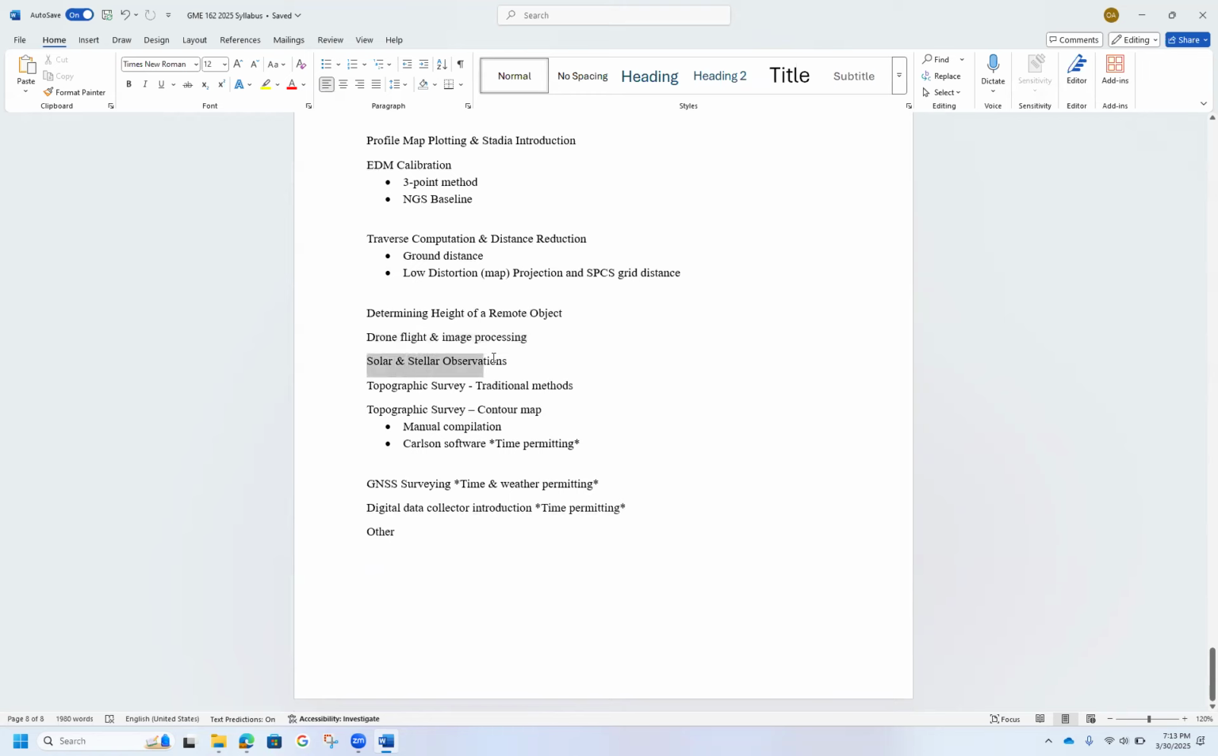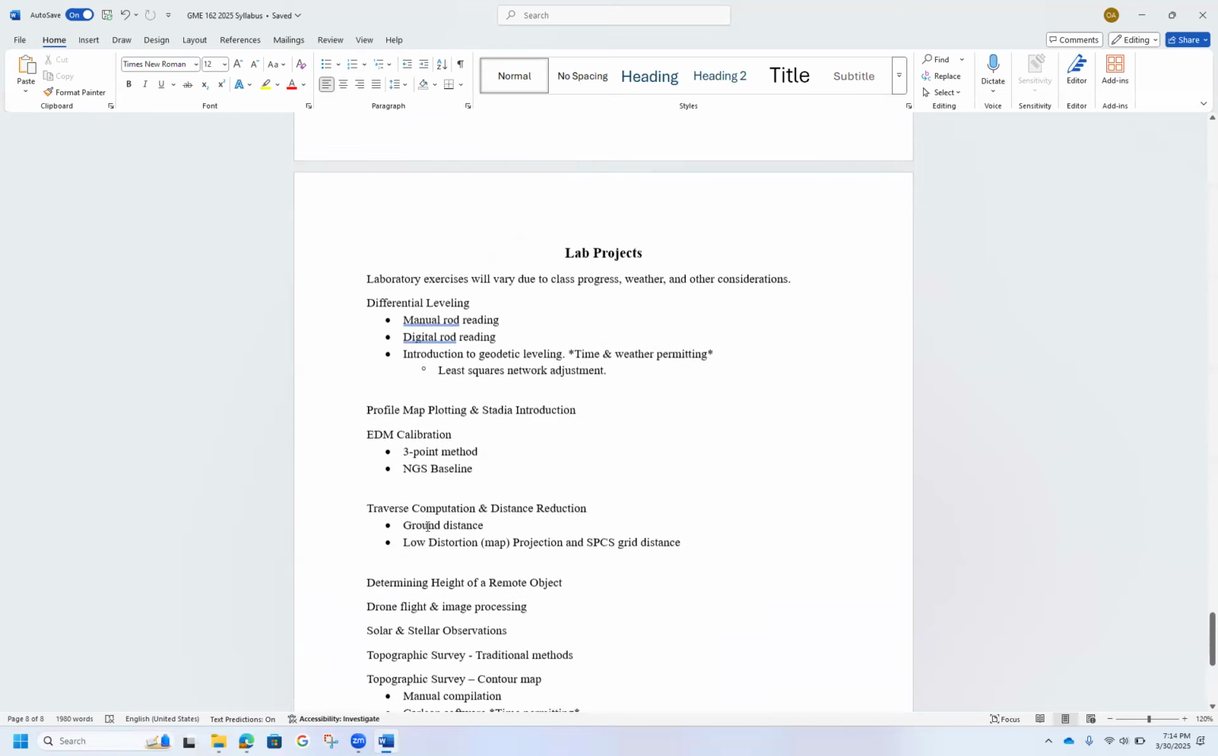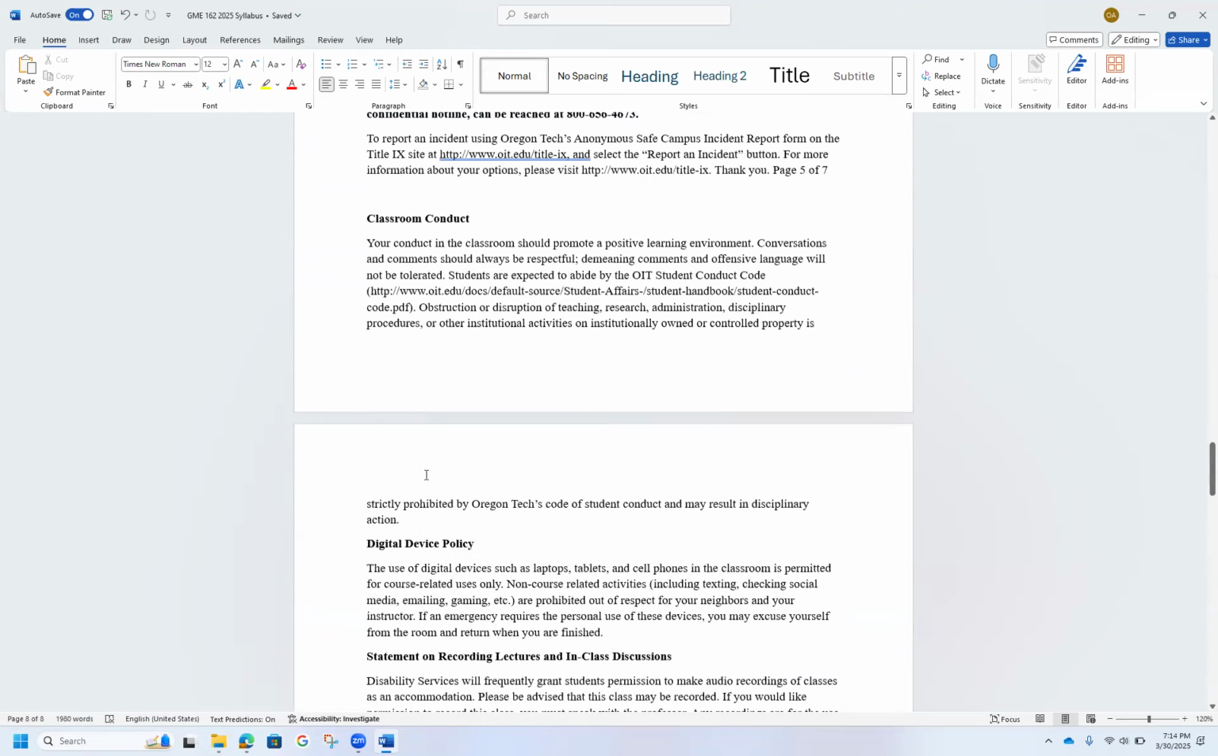I know Evan said he wants to do a solar observation, so we're going to try to keep at least one solar observation in there. Topographic survey, the traditional methods, and then the manual way, and then maybe if we can do it with Carlson. And then we have GNSS surveying, again, if we have time, and then intro to data collectors if we have time. All right, so there is our class syllabus.